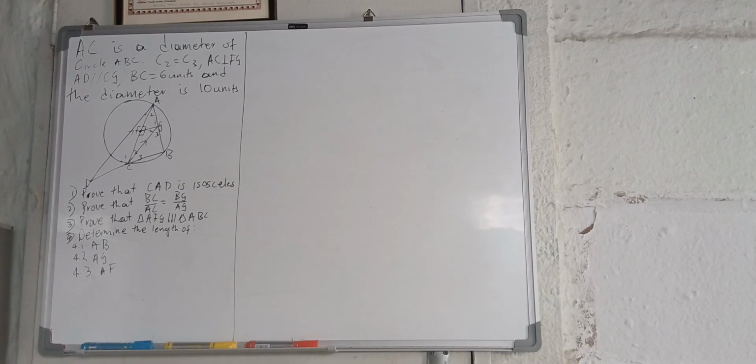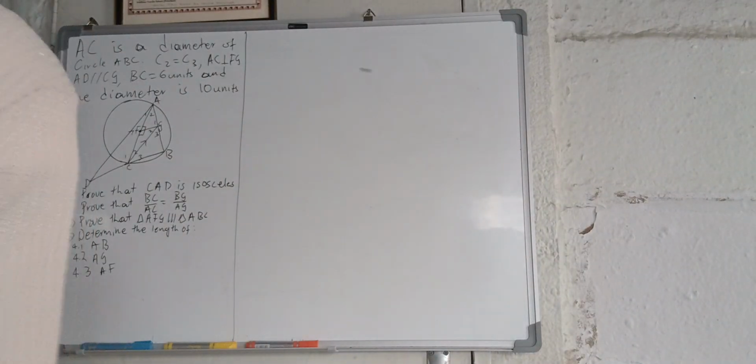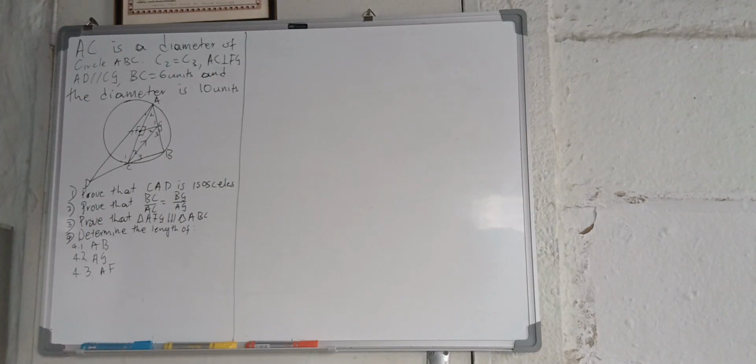We are basically trying to revise for tomorrow's exam, paper 2 mathematics. So there's a question there on the board that says, AC is the diameter of circle ABC, and C2 is equal to C3. AC is perpendicular to FG.